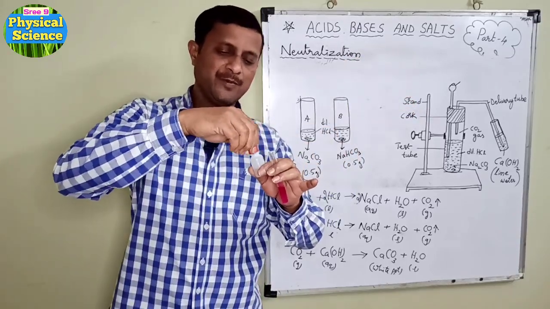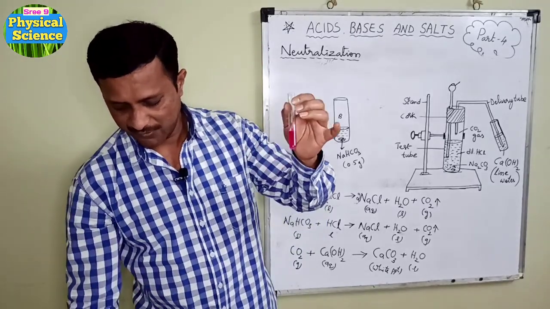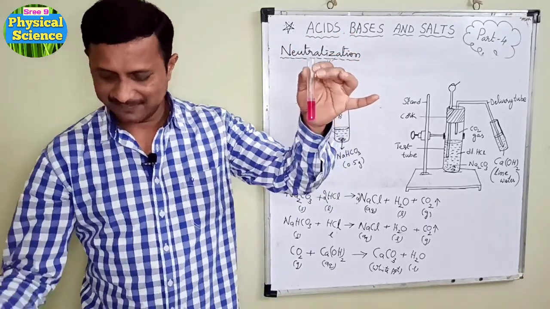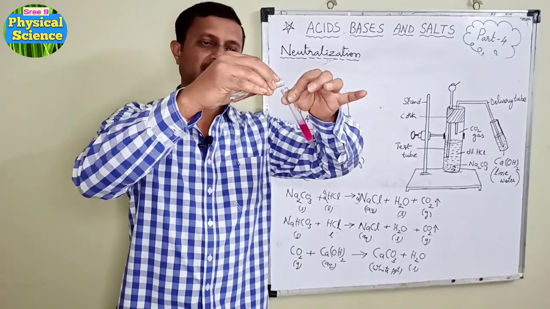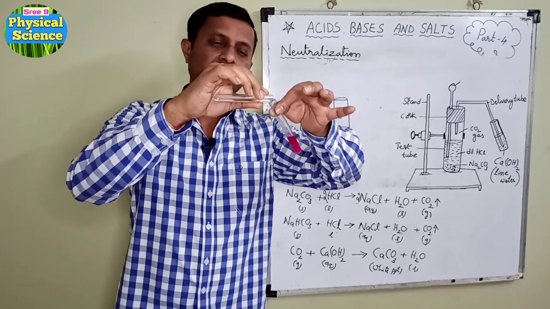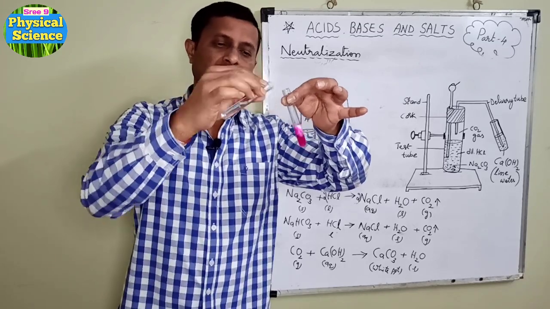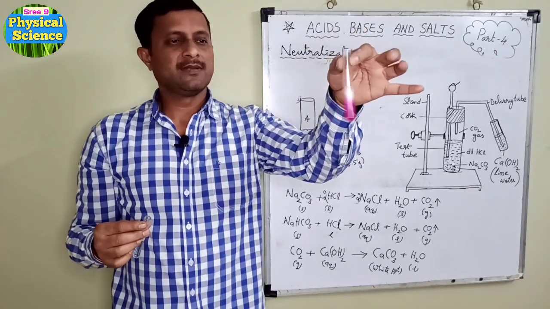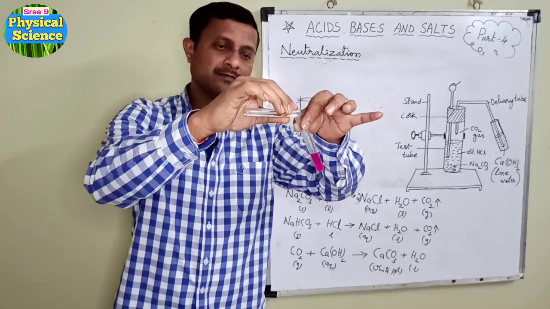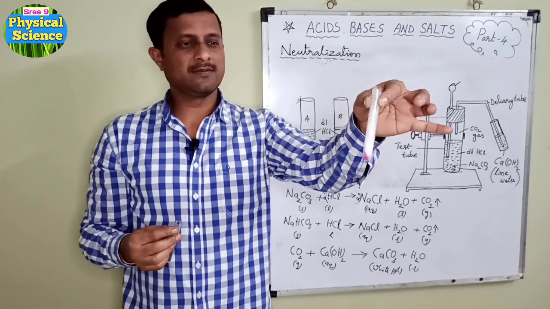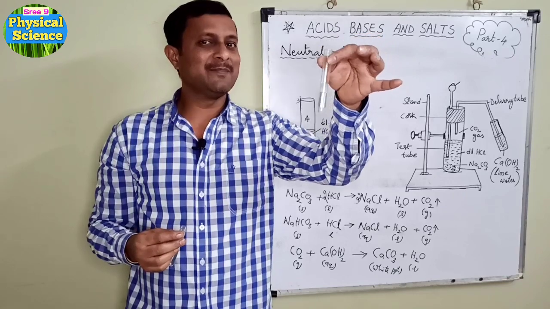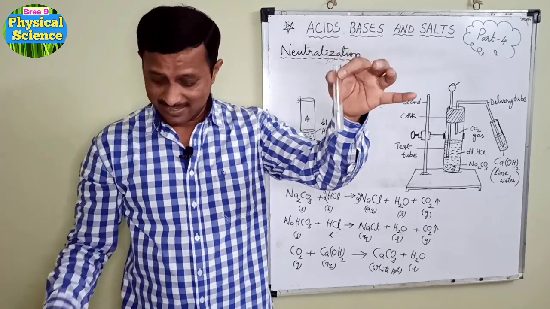So we are going to add acid to this base. Now you see what happens. One drop, actually drop wise we have to add. Here simply I am adding a little bit. See, right, more acid I am going to add. Yes, what happened? The pink color disappeared, right?